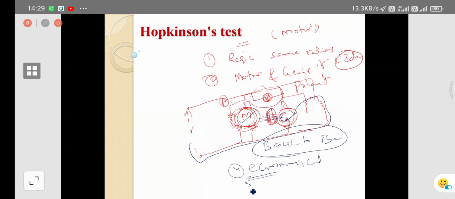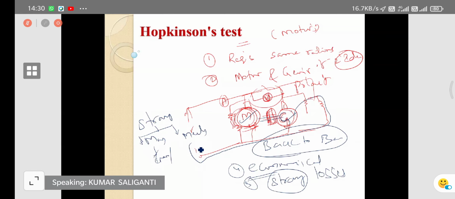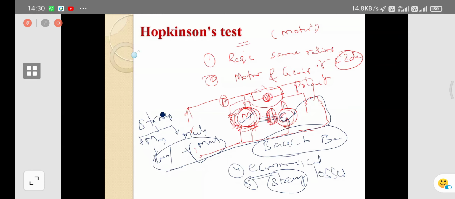Last, the fifth point: by conducting the Hopkinson test, we can determine the stray losses. What is meant by stray losses? It is the combination of magnetic losses, that is the iron or core losses, and mechanical losses. So the iron plus mechanical losses are said to be stray losses.